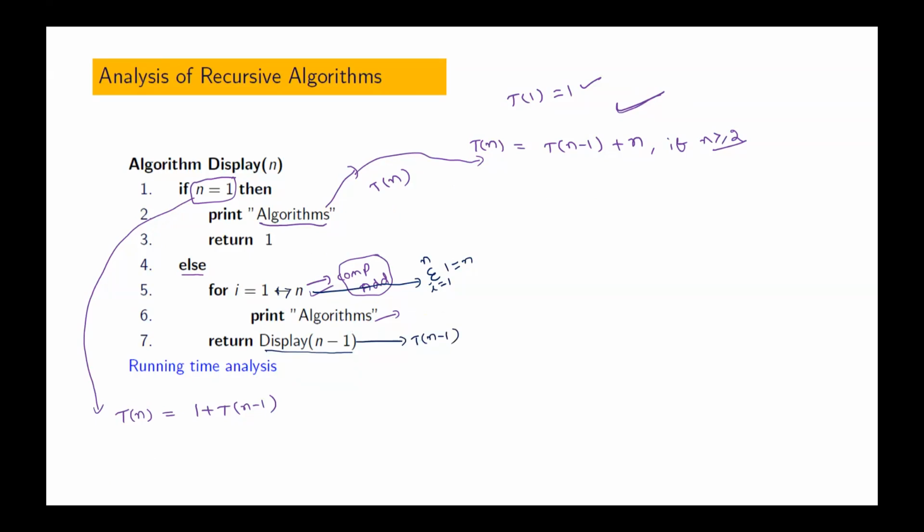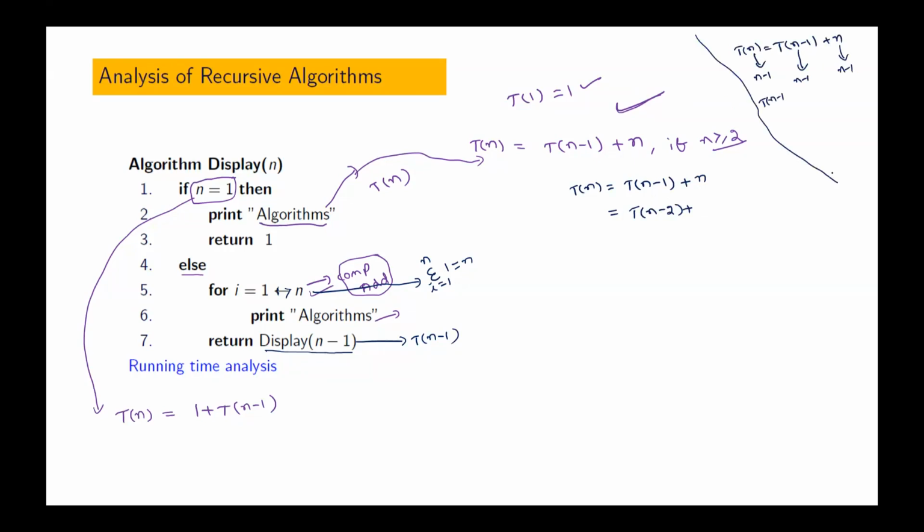Then how to solve this recurrence? Again, we can apply the substitution method. T of n is T of n minus 1 plus n. What is T of n minus 1? Wherever n is there, substitute n minus 1. So what do we get? What is T of n minus 1?